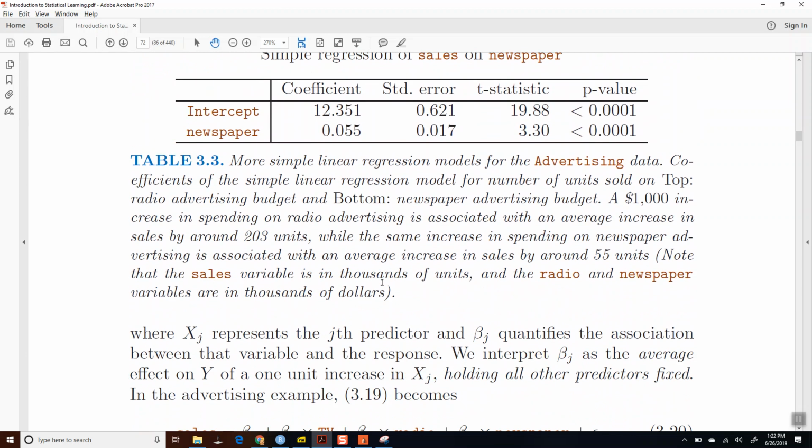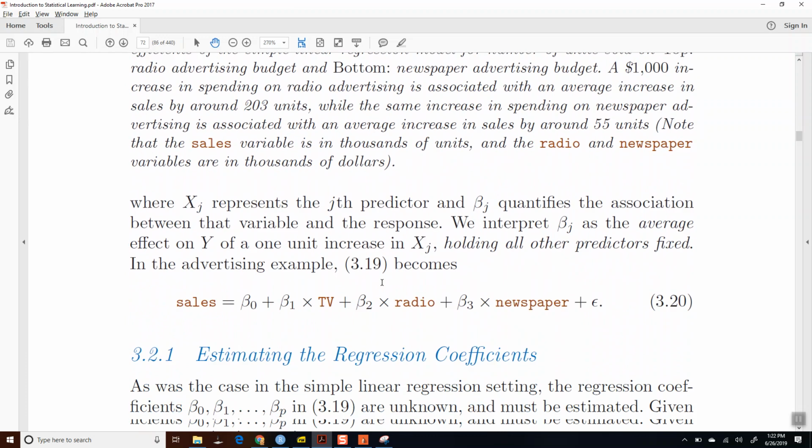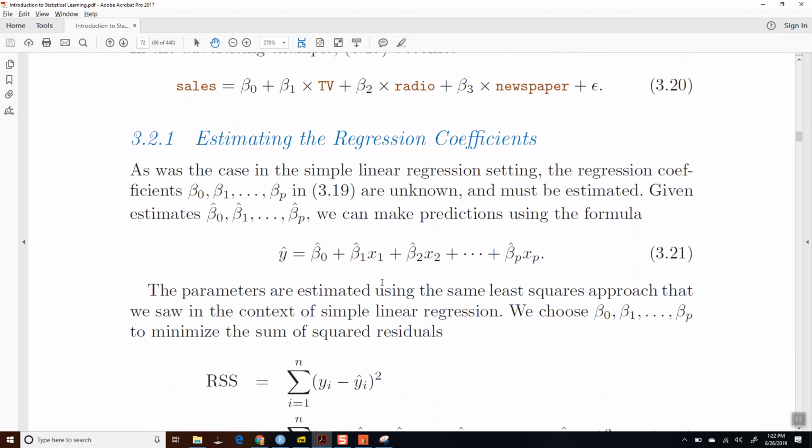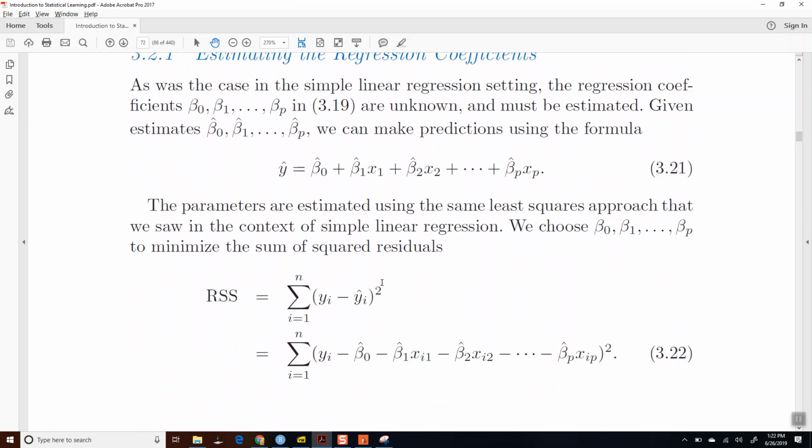and we estimate it in the same way that we did before. Okay, we're trying to minimize the RSS, the total sum of squares for the residuals. The residual sum of squares, which is just yi minus what you predict. Okay, so again, if this is how we make the prediction, we just take each of our things and we multiply it by our estimated coefficient.